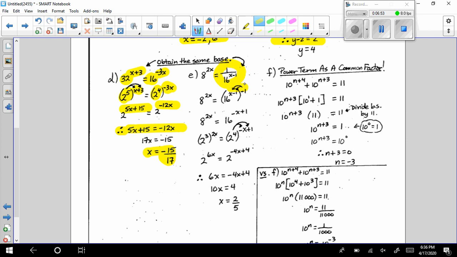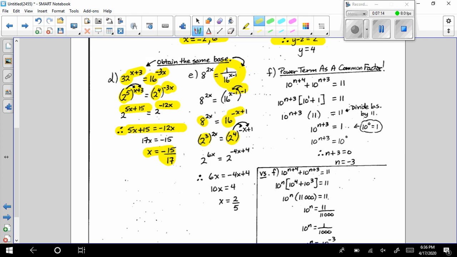I used distributive property next with that negative 1. I multiplied it by the x and the negative 1 inside the brackets in the exponent position. This is my new exponent. Now I'm ready to change the base numbers so that they match. 8 becomes 2 to the power of 3, 16 becomes 2 to the power of 4.